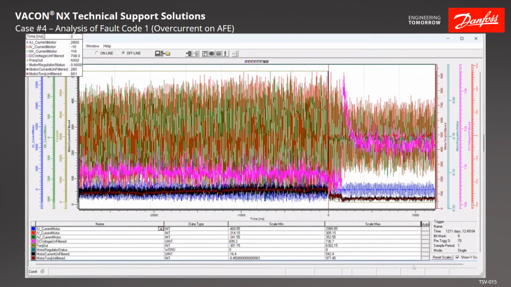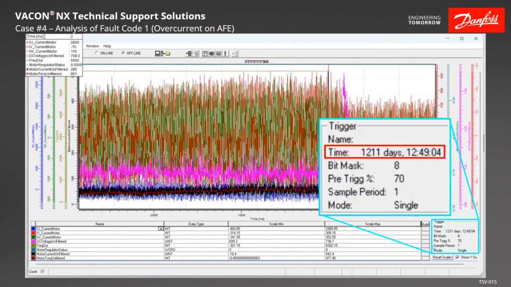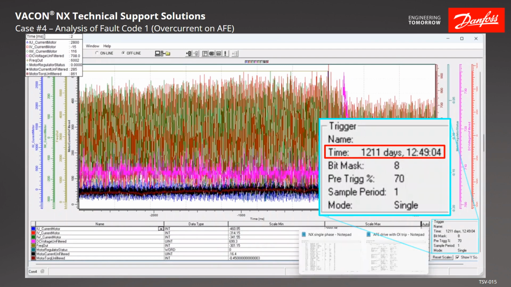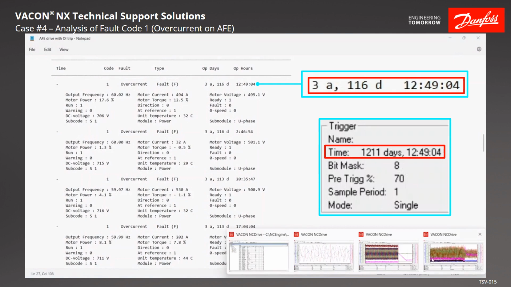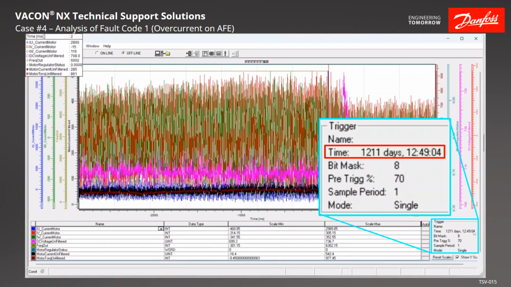So this is the data logger file that's pulled out of the drive to see what it is. I said by time: if you don't have the real-time clock set, unlike the service file, which puts it in years and days, the data logger does not. It just puts it in days and hours, minutes, and seconds. So you need to figure out the amount of days that are in there. So you divide 1211 by 365 and see how many you get. So that'd be 3 years, and then whatever is left over is your days.